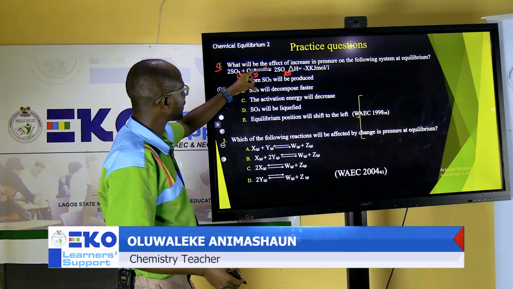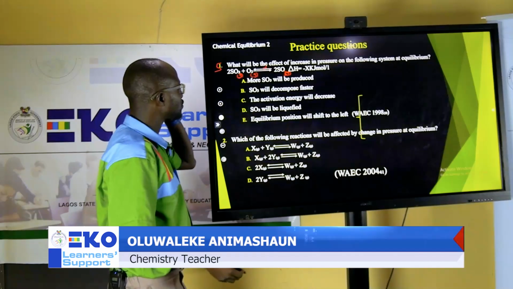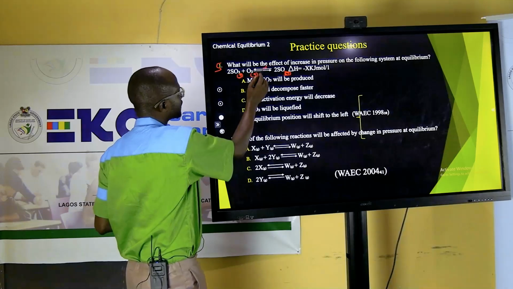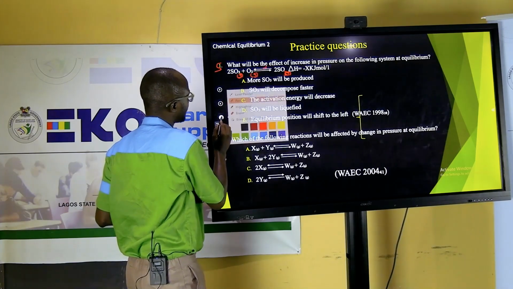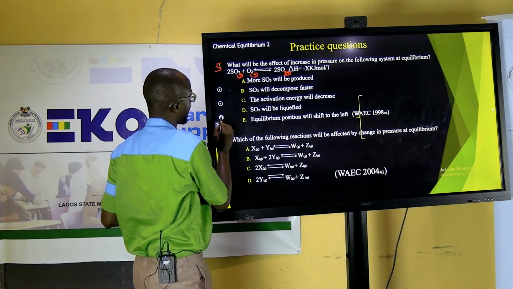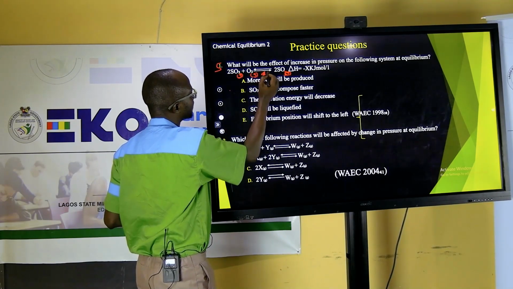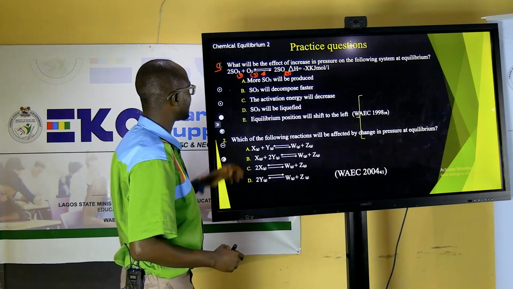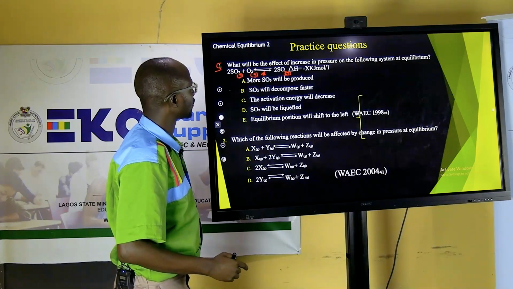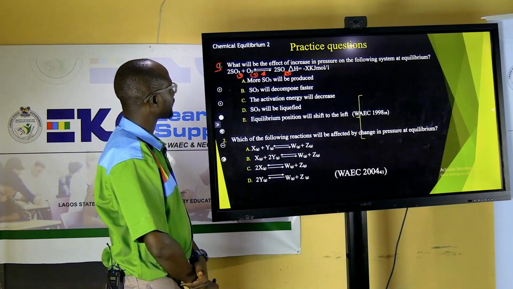So the question says, what will be the effect of increase in pressure? So if I increase the pressure, it will favor the forward reaction. This is the forward reaction. This side is moving to the right. So for me to favor the forward reaction, that means there will be an increase in pressure.